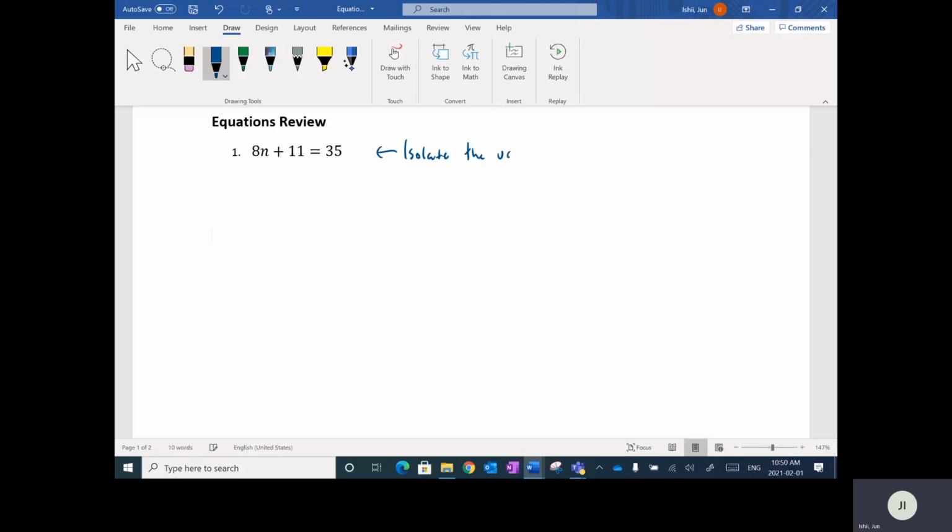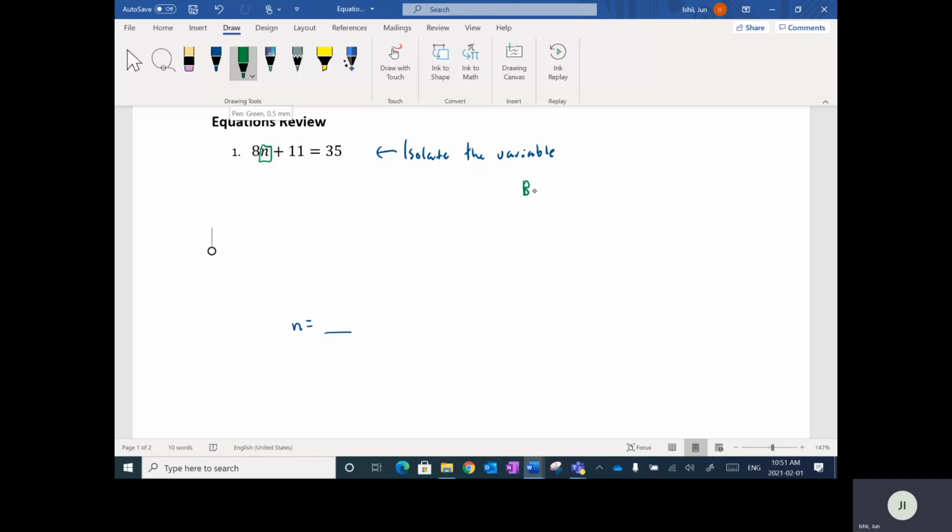So the variable is the letter. In this case, the variable here is n. Usually, traditionally, they use the letter x, but again, it can be any letter. That's a variable. What we eventually want to do is get down to n equals, and it will give us a value.